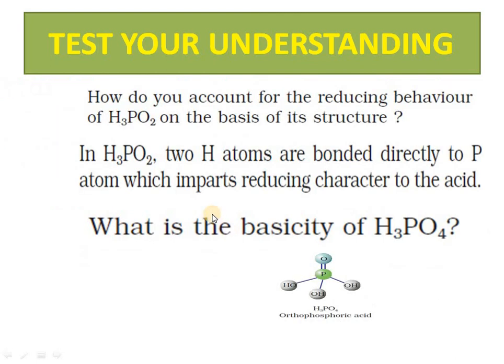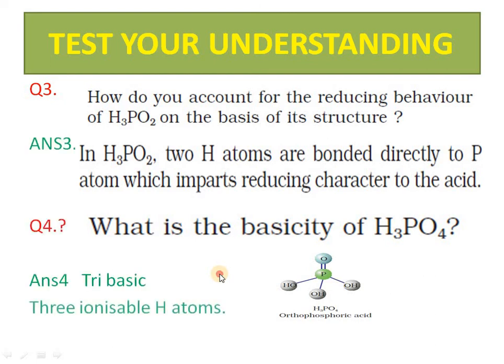So next is how we can say that H3PO2 is reducing in nature, because it has two hydrogens directly attached to the phosphorus, which imparts reducing character to the acid. It means the reducing character is not only from the OH, hydrogen can be directly connected to the phosphorus. And basicity of H3PO4: after drawing the structure, you can see that here 3 P-OH bonds are there. So 3 ionizable hydrogens, so basicity will be 3. Okay, so this is how we can do that. So hopefully you are aware of these answers which we have discussed.